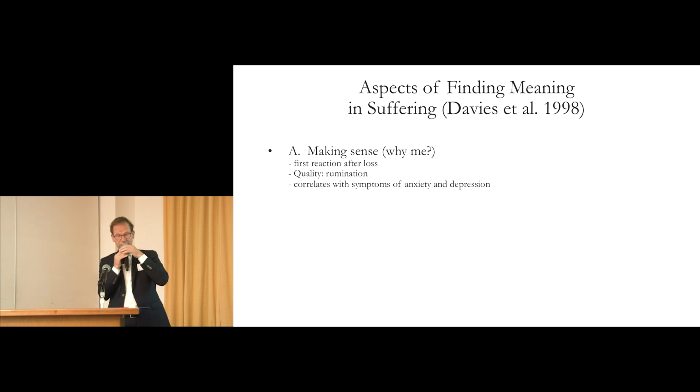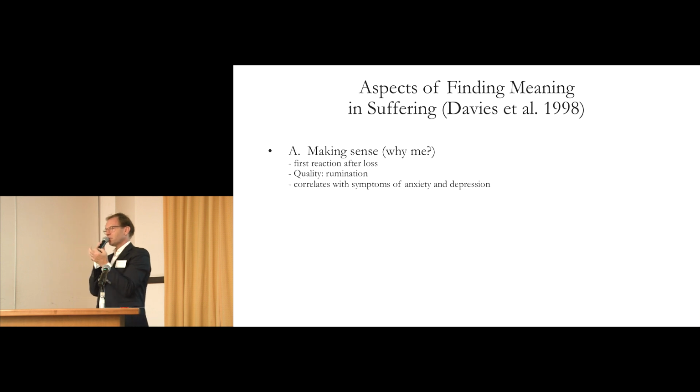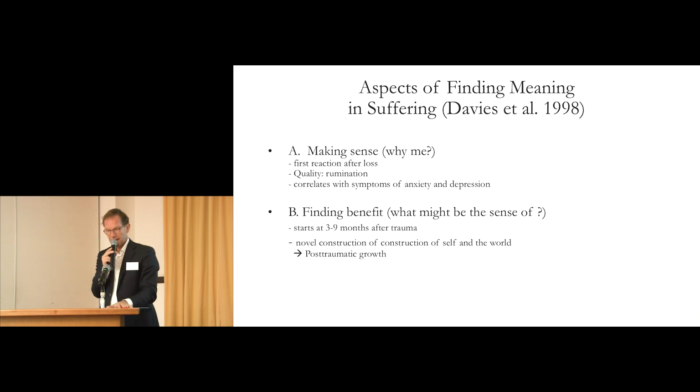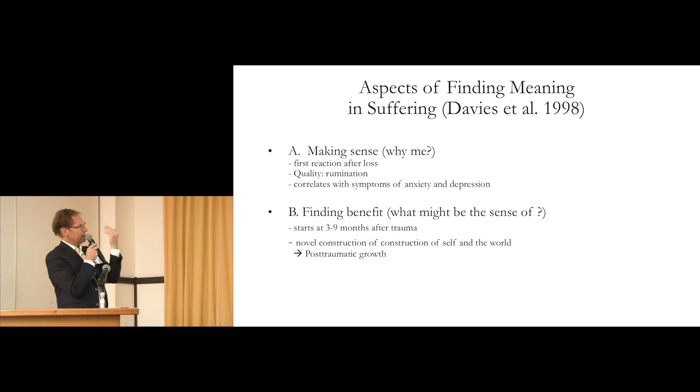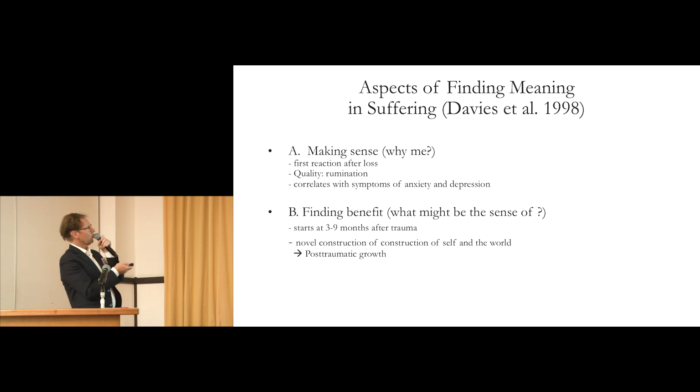So as psychiatrists we say it's ruminating, and we see that the quantity of this why me question strongly correlates with psychiatric symptoms like anxiety and depression. So if you have a very strong why me reaction after 1 year, you're coming close to psychiatric disorder. After 3 to 9 months after the loss or trauma, then a new process starts, which is not backwards, but it's in the future. It's the question of finding benefits. So what might be the sense of what's happening? And it's a novel construction of self and the world, and we call this, and I will come back to this, the information that people give us about what they found to be the meaning of them for the future. This construct is post-traumatic growth, and I will talk afterwards about this.